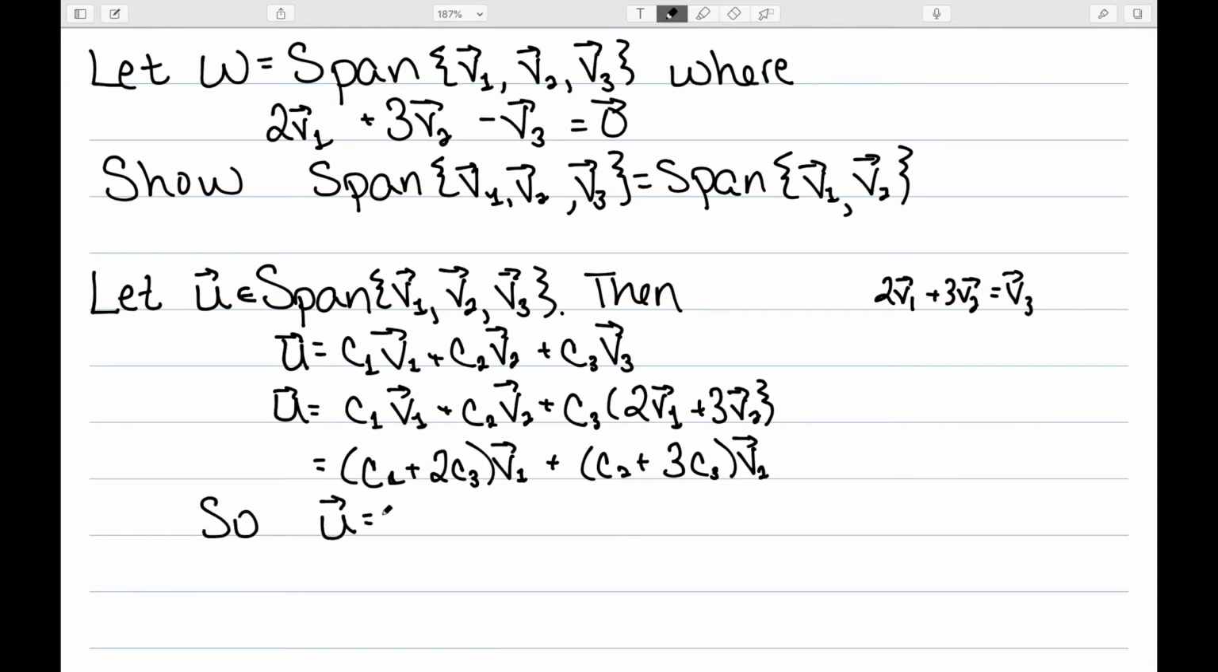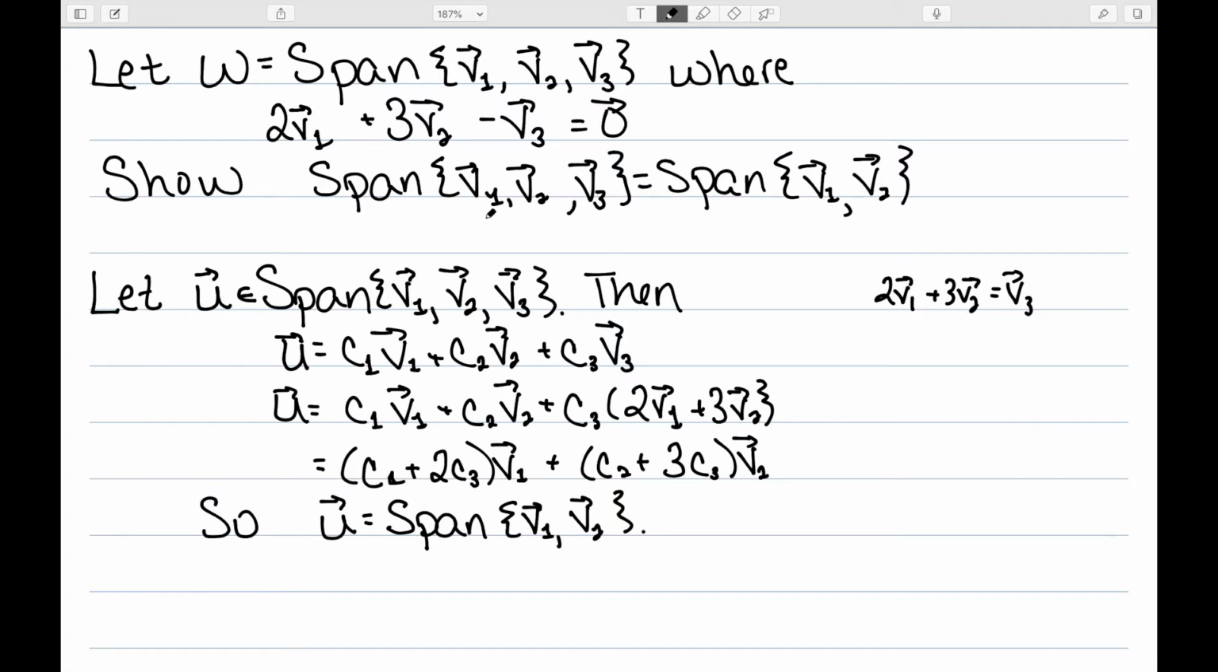And now I have this as a linear combination of V1 and V2. Since I was only able to write it as a constant times V1 plus a constant times V2, I can say that u is also in the span of V1 and V2. So that's the first piece. I need to do another piece as well.